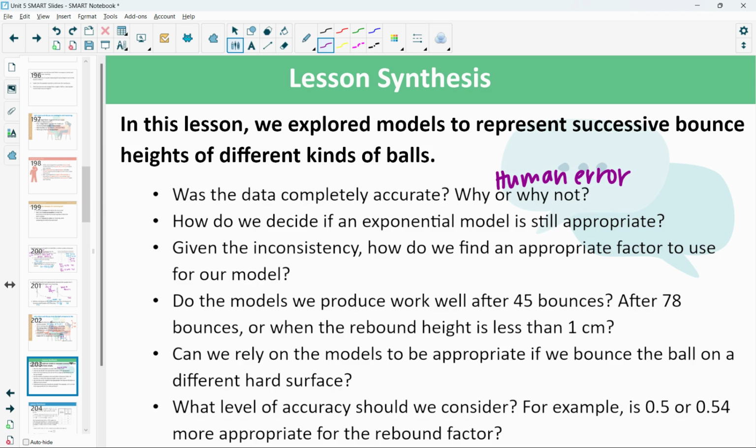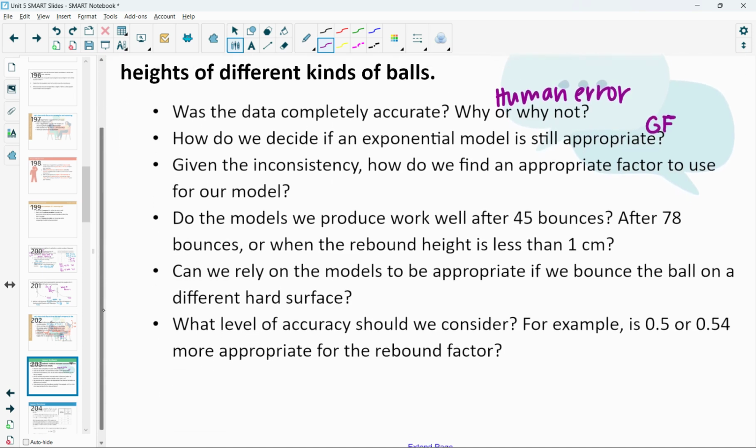How do we decide if an exponential model is still appropriate? As you keep going, is the growth factor staying the same? Is that growth factor continuing to represent what's happening? That will help you decide if the model is still appropriate. And then given the inconsistency, how do we find an appropriate factor to use for our model? We just ignored that third bounce since the fourth bounce was still about 53 to 54%. We treated it as a calculation error, threw it out, and kept working with the rest of the data.